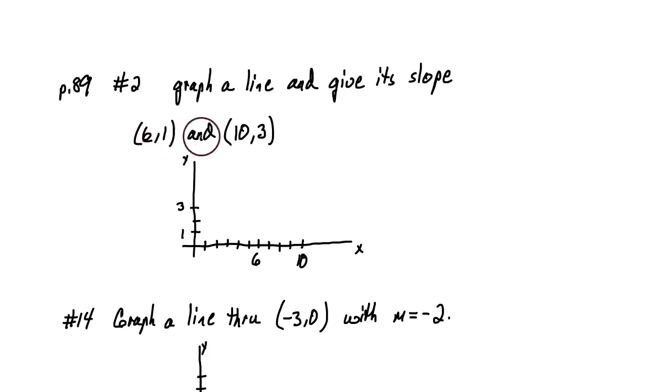Now page 89, number 2. Graph a line through these two ordered pairs and find its slope. 6, 1 is located here. 10, 3 is located here. And draw a line through the dots.